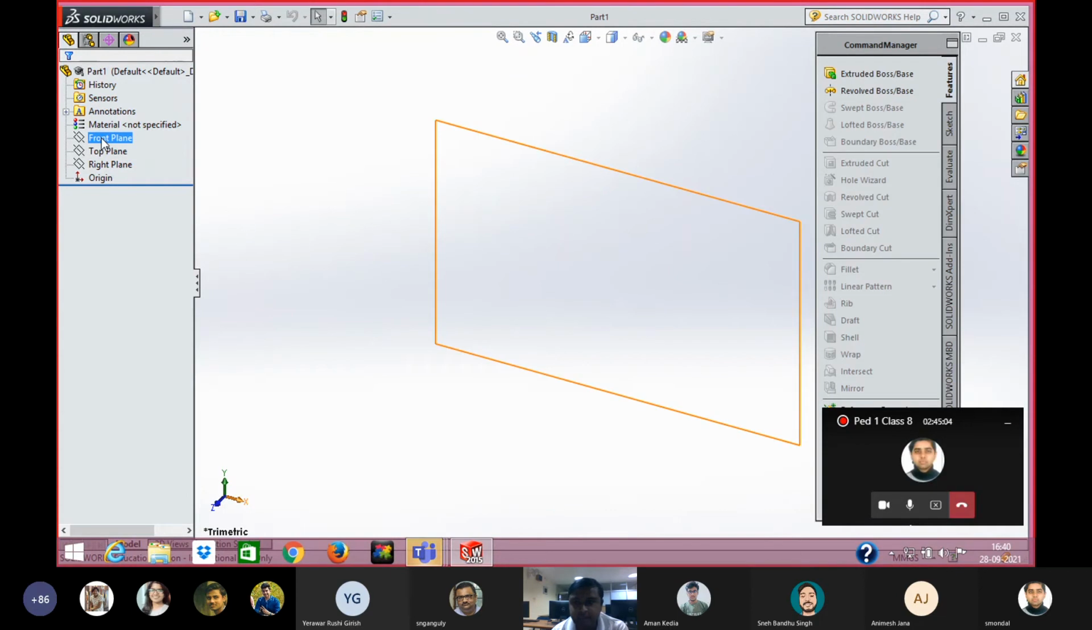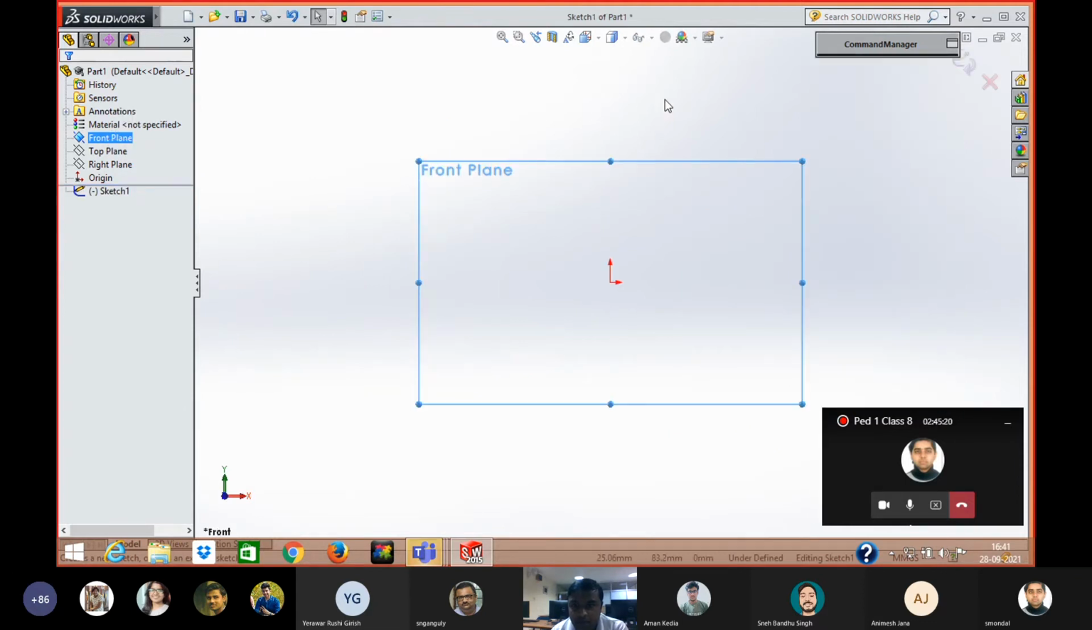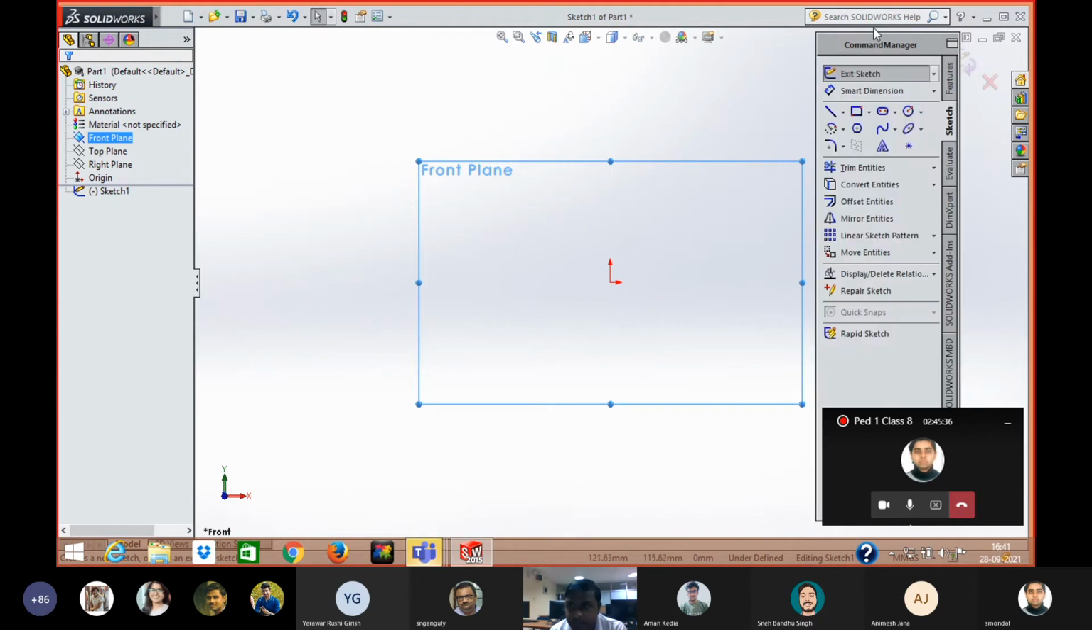So at first we have to take a plane for designing a mechanical component. So I'm taking the front plane, and just by clicking the left button we will go to the sketch. Then it will come to the front of your screen, showing in which plane you want to draw or make a model of your required design.